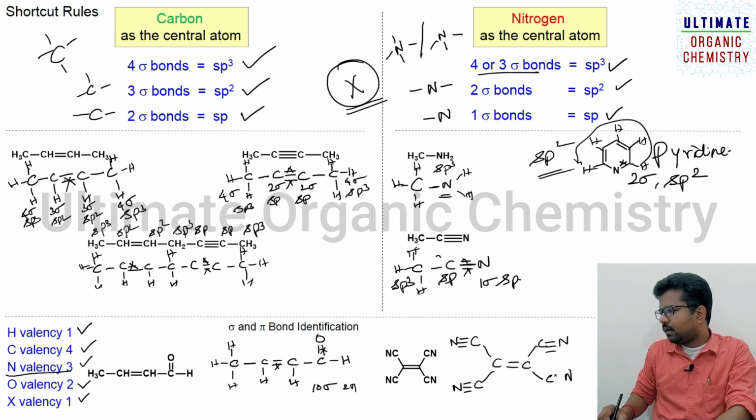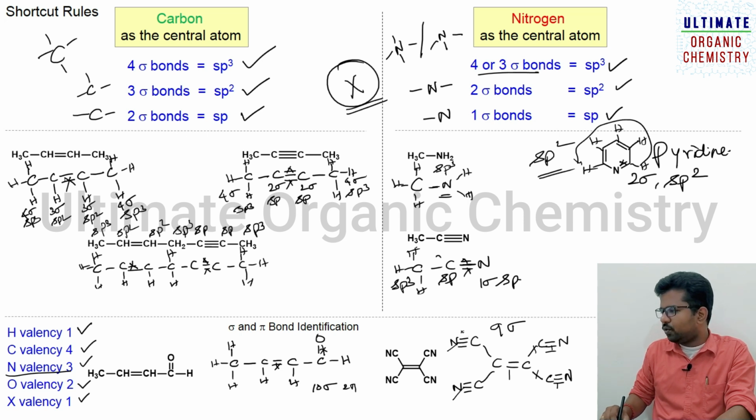So if you compare the sigma and pi bonds, just take one bond here. That is a triple bond, which means one sigma bond will be there. Counting: 1, 2, 3, 4, 5, 6, 7, 8, 9. So there are 9 sigma bonds. If you count the pi bonds, here the triple bond has 2 pi bonds.